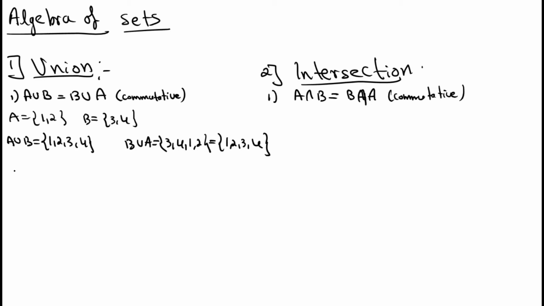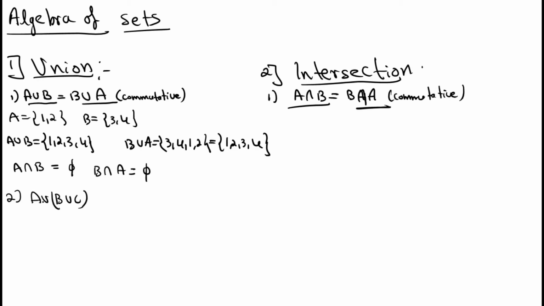If you take A intersection B, it is equal to the empty set. Take B intersection A: B and A have no common element. This is also equal to the empty set. Now see, A intersection B is equal to B intersection A. So we call it the commutative property. That is, A union B is equal to B union A, and A intersection B is equal to B intersection A.